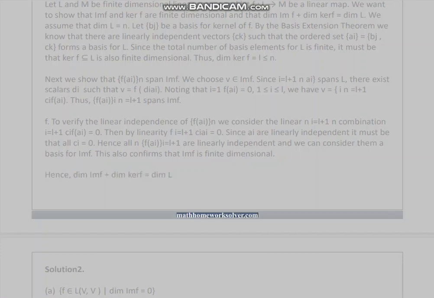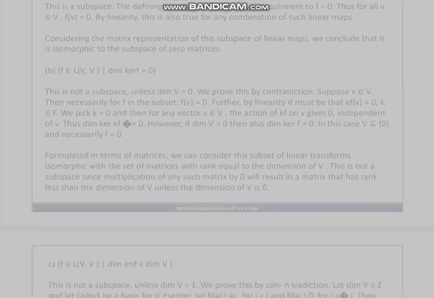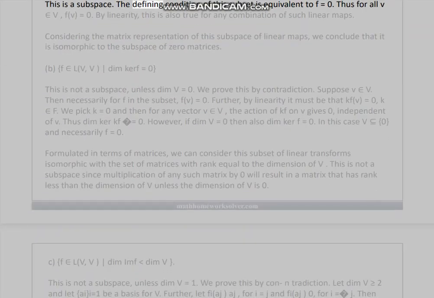Solution 2. A: the set of f in L(V, V) with dim im f equals 0. This is a subspace. The defining condition of this subset is equivalent to f equals 0. Thus, for all v, f(v) equals 0.